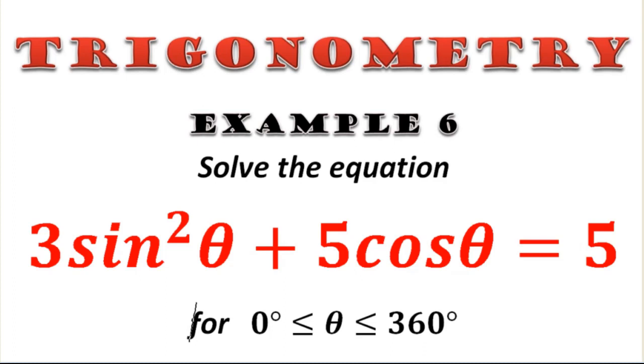Example number 6. Solve the equation 3 sine squared theta plus 5 cos theta is equal to 5 for theta between 0 degrees to 360 degrees. Solve the equation 3 sine squared theta plus 5 cos theta is equal to 5 for 0 degrees less than or equal to theta less than or equal to 360. That means theta is between a range of 0 to 360 degrees inclusive, isn't it?